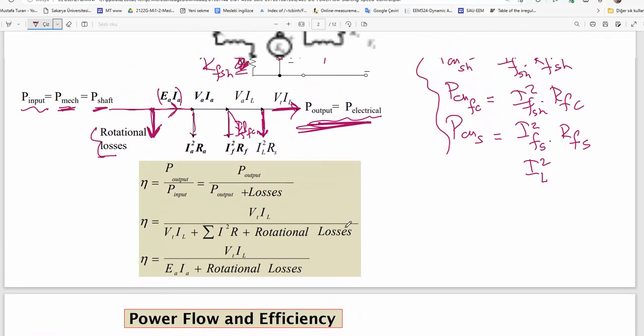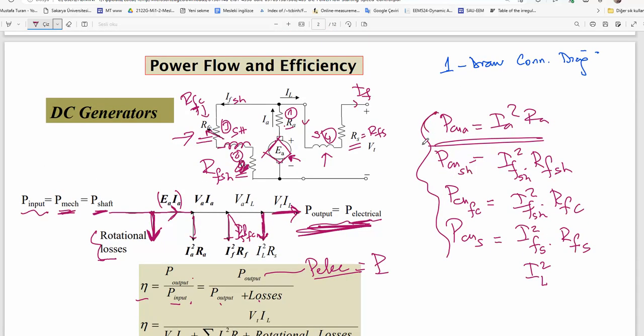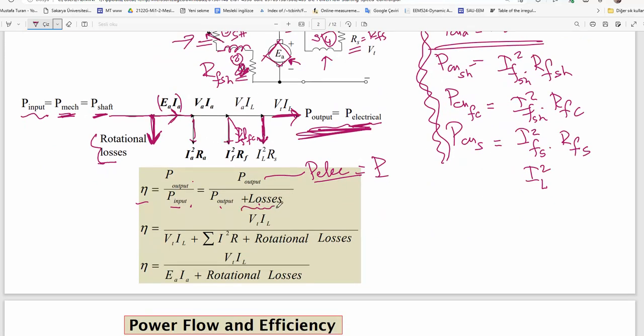So, ladies and gentlemen, everybody knows efficiency is equal to output power over input power. Here is the output electrical power, or simply we use P. Input is equal to output plus losses. Here you see possible 4 losses, all must be included here. So that is the efficiency.